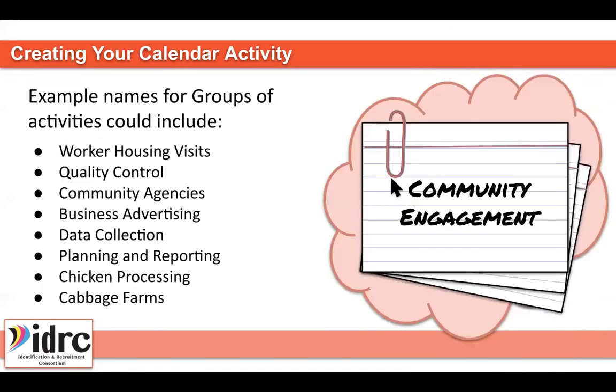Some other examples of group names that you might come up with include worker housing visits, quality control activities that must be done, community agencies, business advertising, data collection, planning and reporting or training, chicken processing plants that must be visited, or cabbage farms that must be visited.